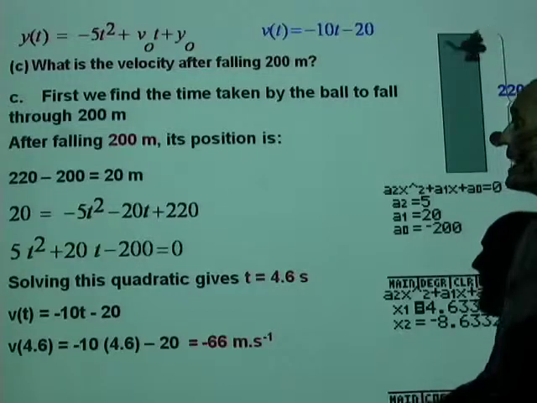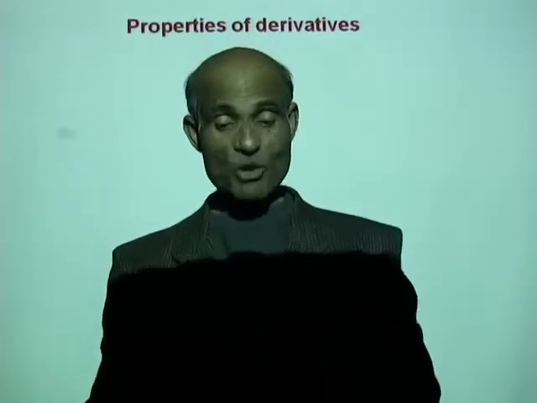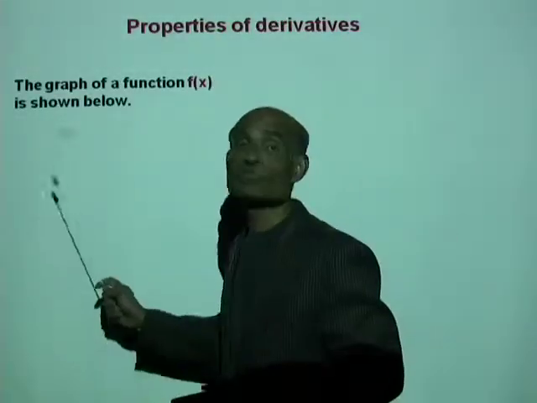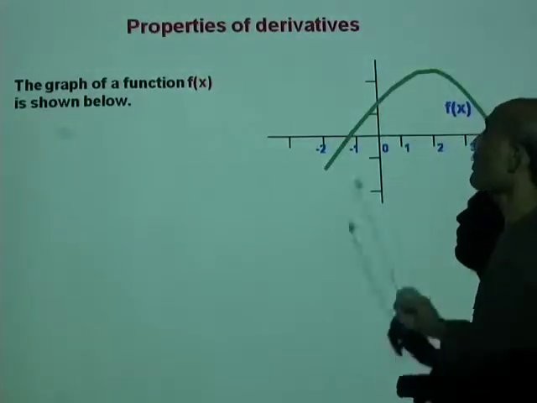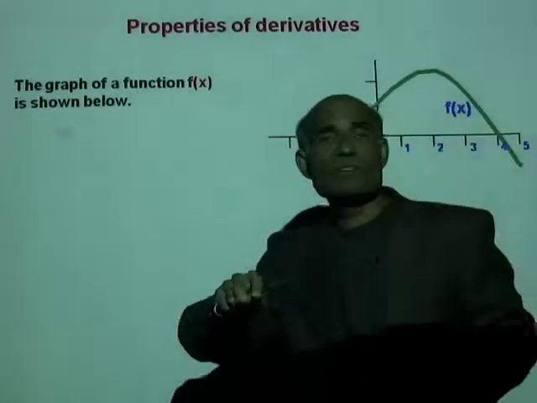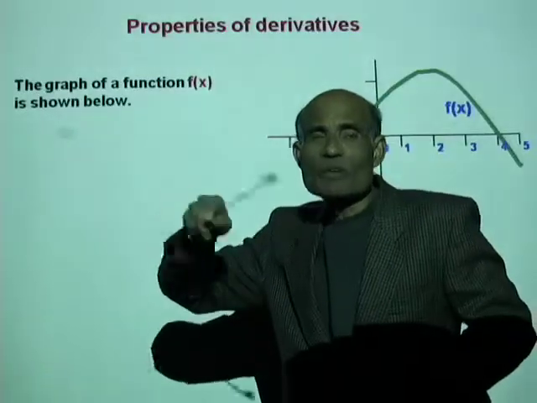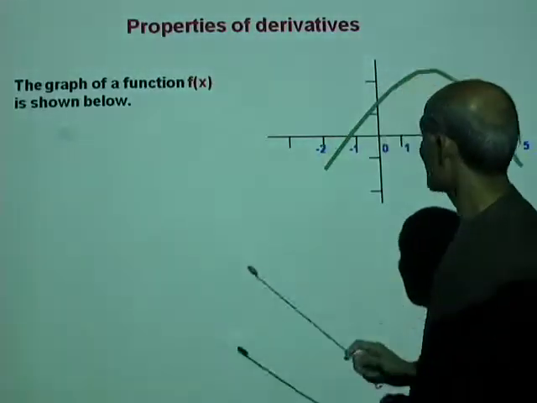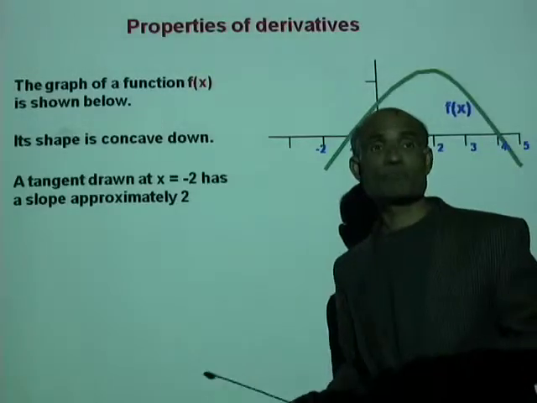All right, okay. We will now look at some of the important properties of derivatives. Now that's very important. I want you to pay special attention to that and learn some of the properties of derivatives. For that, let's start by looking at the graph of a function. Here you have a function graph that is, I say, concave down. It's curving down. You can have concave down or concave up graphs. Here you have the graph of the function concave down. Its shape is concave down.